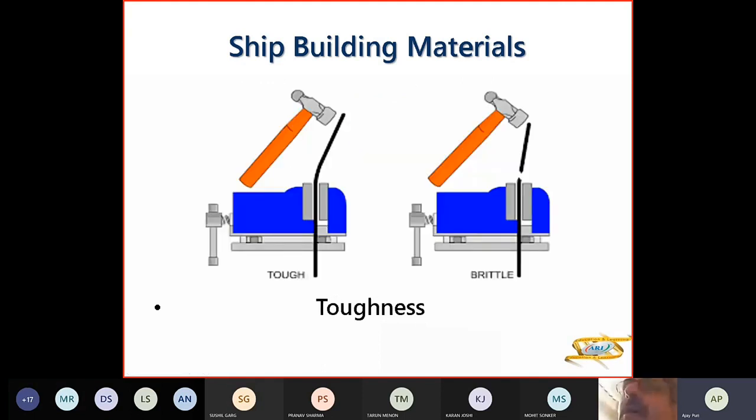Now, if you're hitting a material on the clamps, this is not breaking, so that means it's tough. This is breaking, so it is brittle.